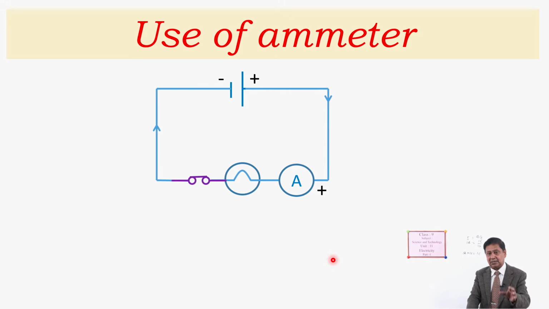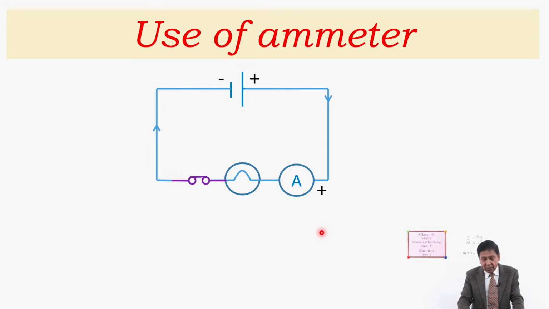We have to remember that the ammeter should be connected in series. What does it mean? The ammeter should be connected in series means the current which flows through this bulb all should flow through the ammeter also, and it is possible only when the ammeter is connected in series. This connection is series, so the current flowing through this bulb is the same as flowing through the ammeter also, and the ammeter shows the value of current.